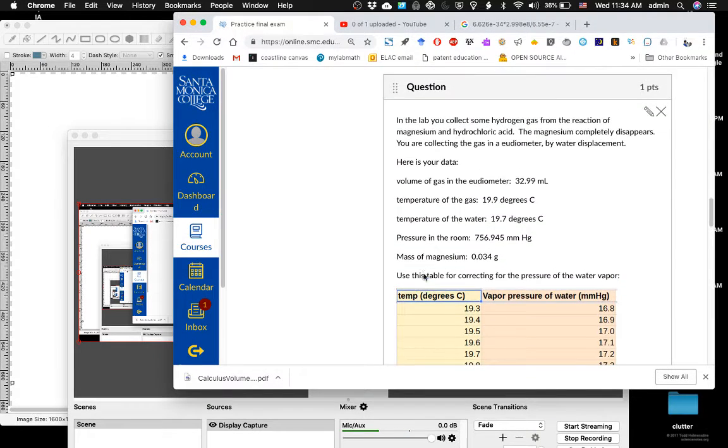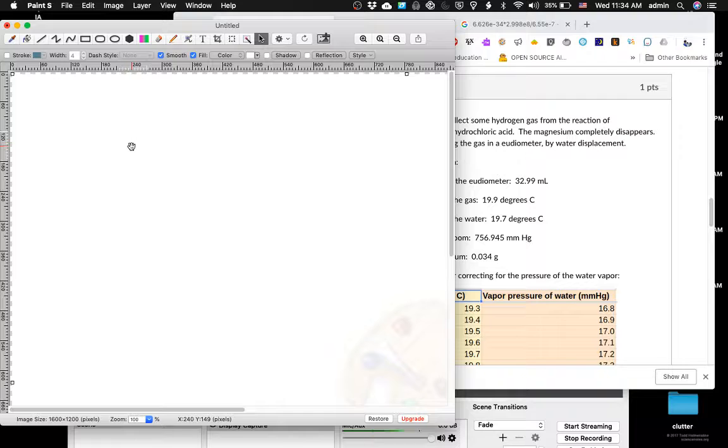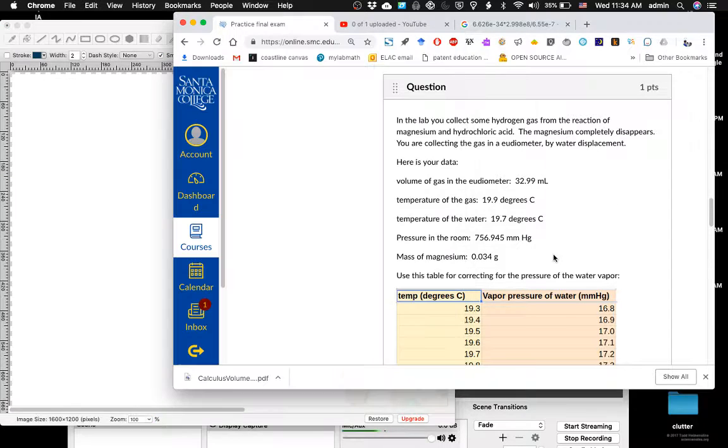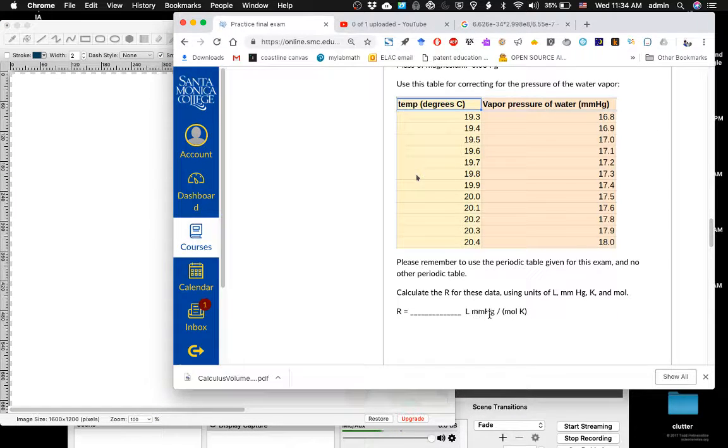In your lab report, everyone except for one of you used atmospheres for R. One of you lab groups used mmHg for R, which is okay, no points off, full credit. It's just most of you used atm. The lab report asked you to use atm, but I don't mind if you use millimeters of mercury instead. In this case, you have to use millimeters of mercury because the problem says millimeters of mercury.